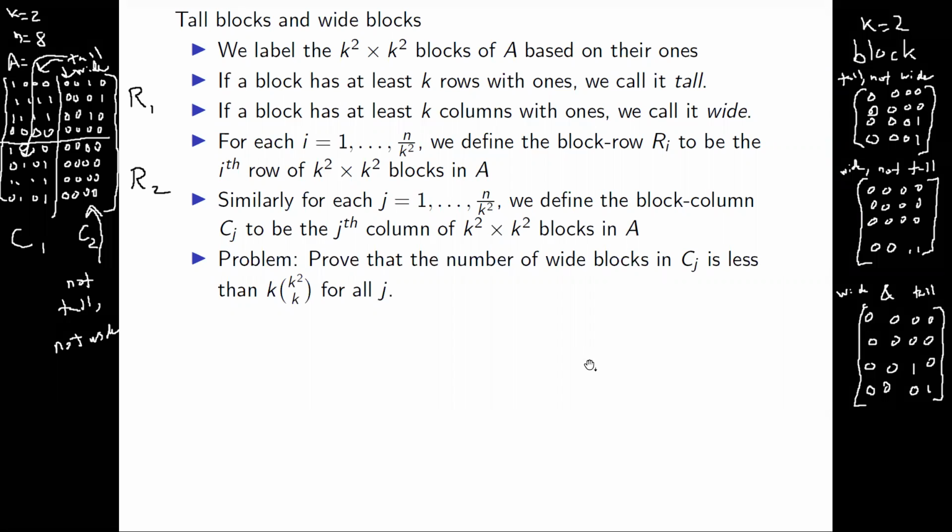And here is a problem for you to think about. Problem: prove that the number of wide blocks in any block column Cj is less than k times k squared choose k. Now for this problem, I want to give you a hint. Use the pigeonhole principle.